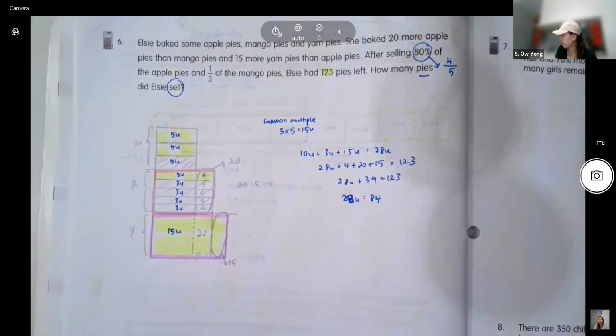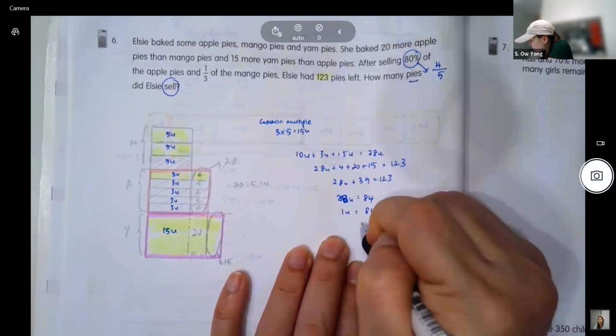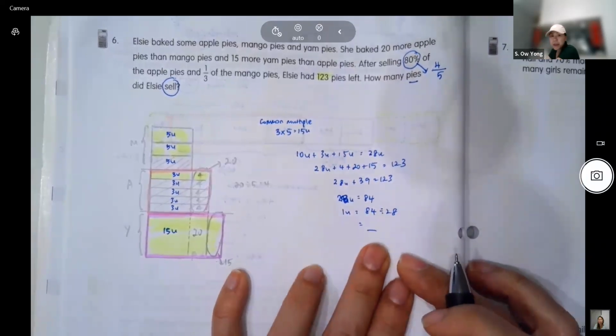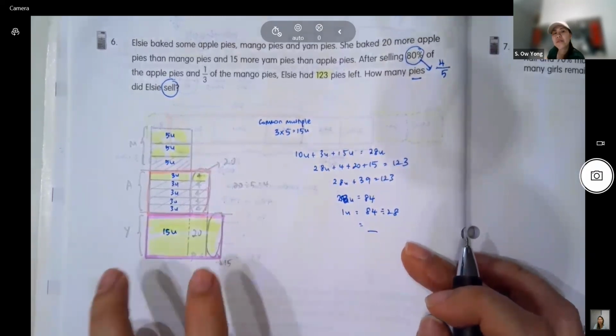Okay, can you take some time to go and take a look? So to get 1 unit, you take 84 divided by 28. You will get quite a nice number, provided you spend some time drawing the stack model.